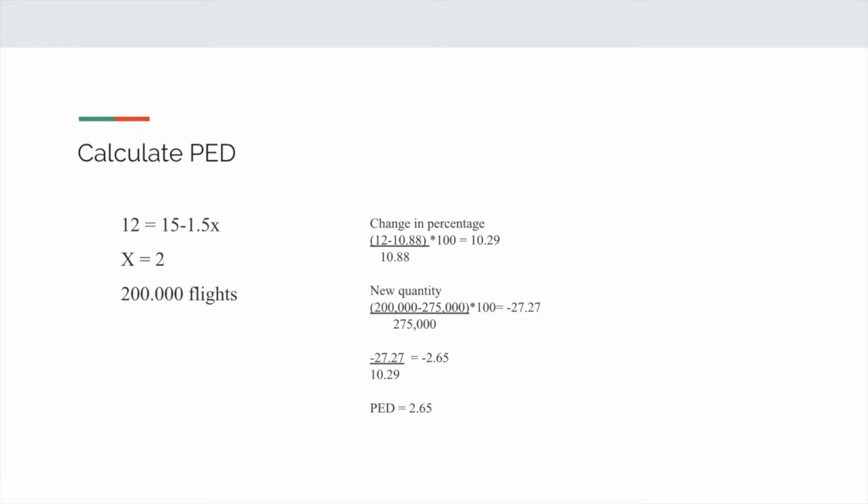To calculate the PED, we need to know the change in percentages. Therefore, we take in bracket 12 minus 10.88 divided by 10.88 times 100, and that gives us 10.99. We also need to know the new quantity, which is 200,000 minus 275,000 divided by 275,000 times 100, which gives us minus 27.27. So we take the minus 27.27 divided by 10.29, and that gives us minus 2.65. And because the minus doesn't really matter, the PED will equal 2.65.